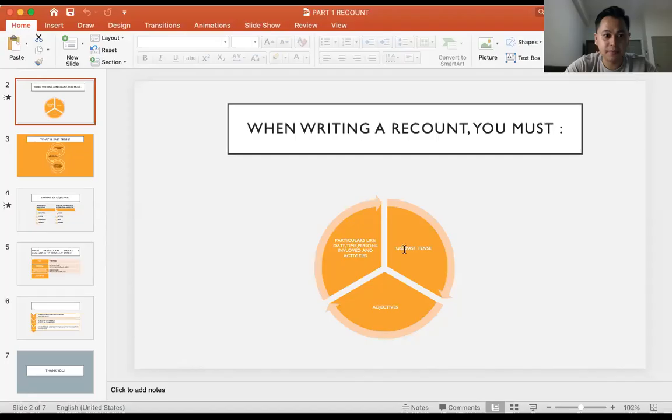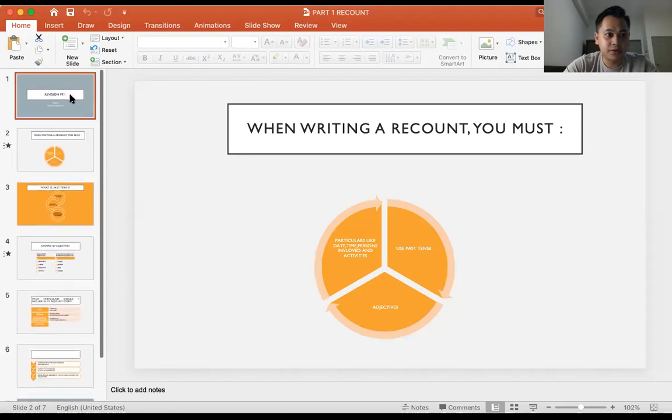Writing a recount story is quite an interesting activity if you know how to write it effectively. So I'm going to share the screen now. This is my presentation for today, step by step on how to write a recount story.